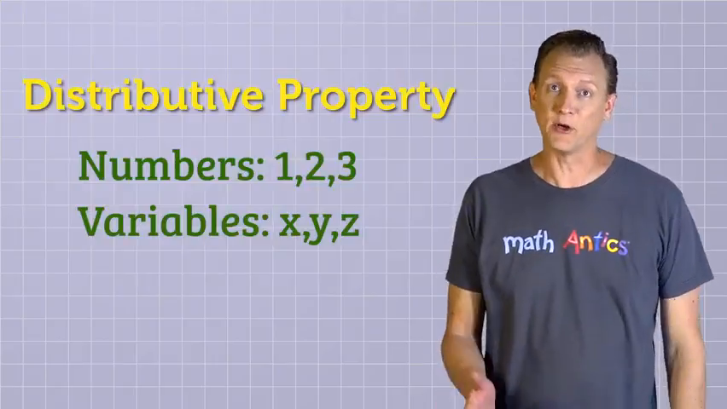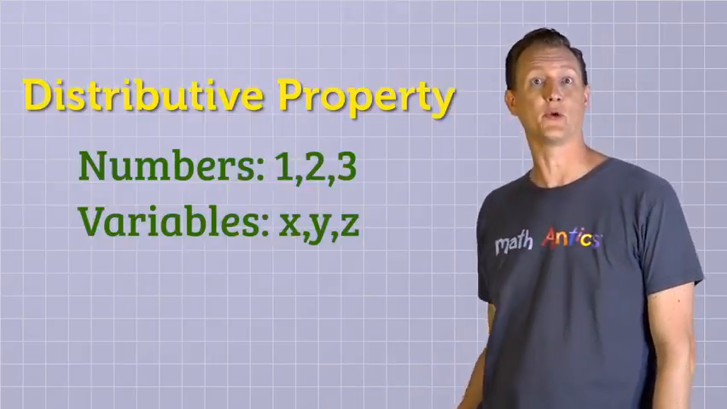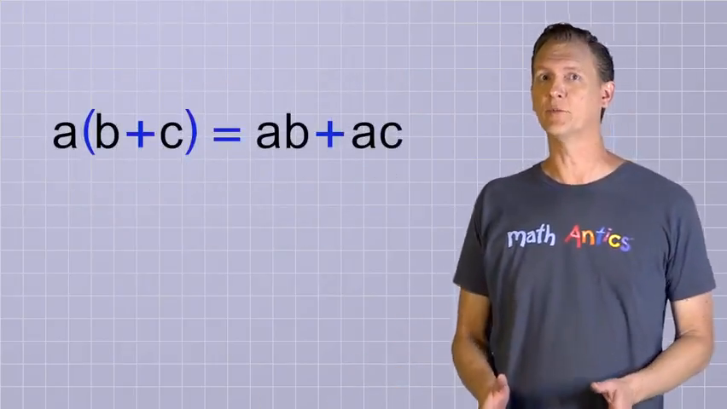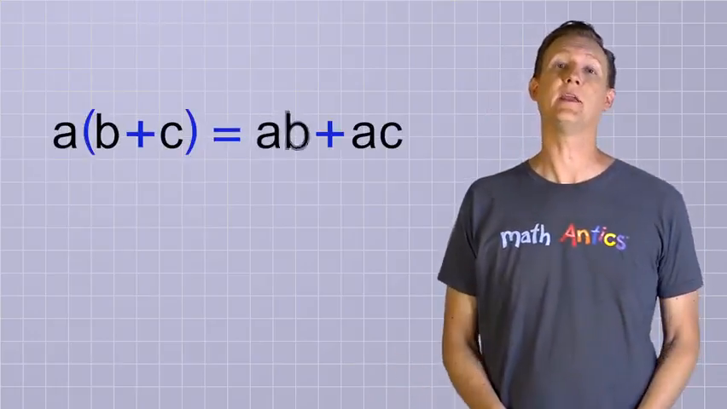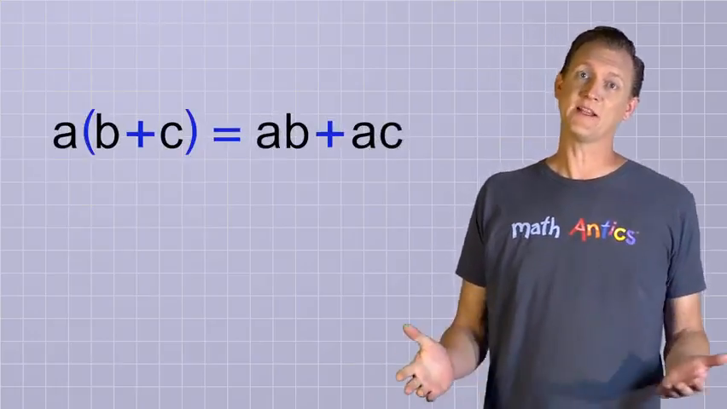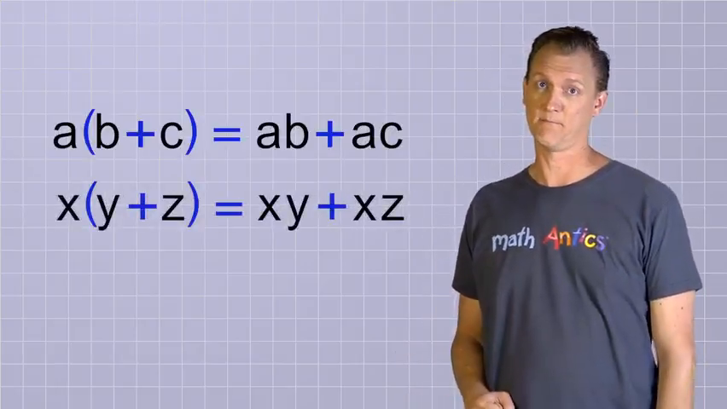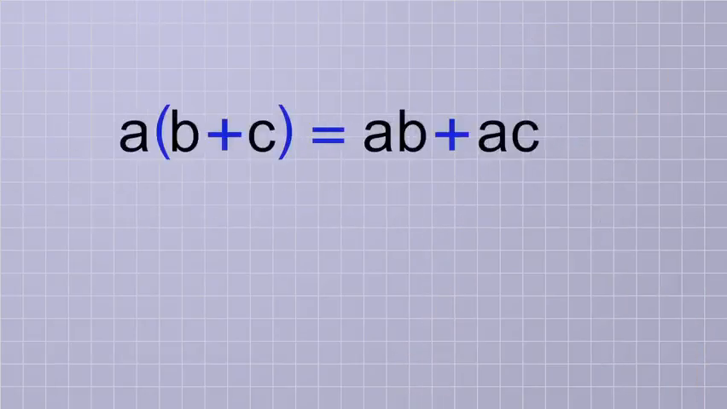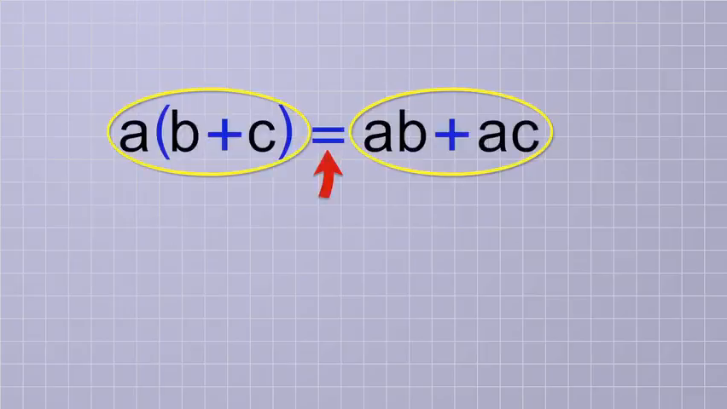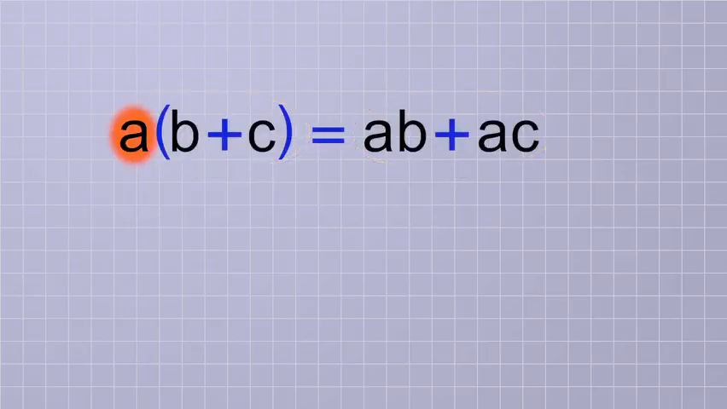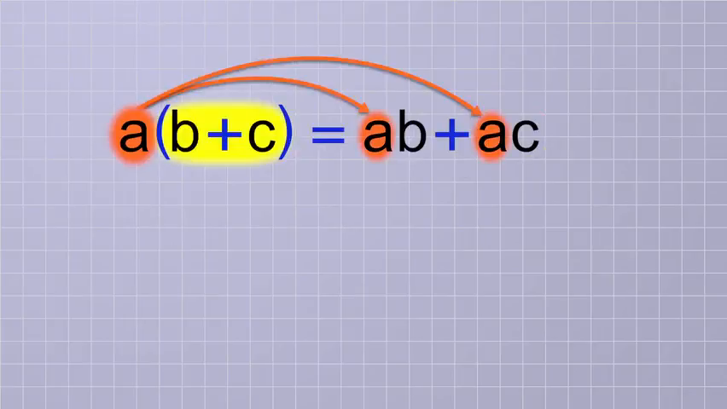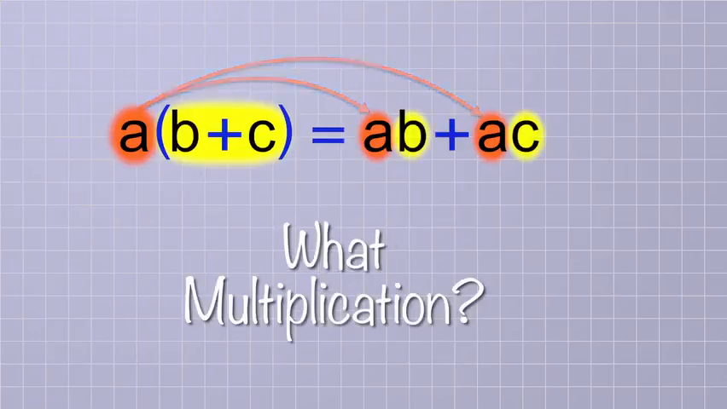In fact, in algebra, you'll often see the distributive property shown like this: a times the group b plus c equals ab plus ac. Or you might see it with different letters like x, y, and z, but the pattern will be the same. This pattern is just telling you that these 2 forms are equivalent. In the first form, the factor a is being multiplied by the entire group. But in the second form, the factor a has been distributed, so it's being multiplied by each member of the group individually. And if you're looking at this thinking, what multiplication?